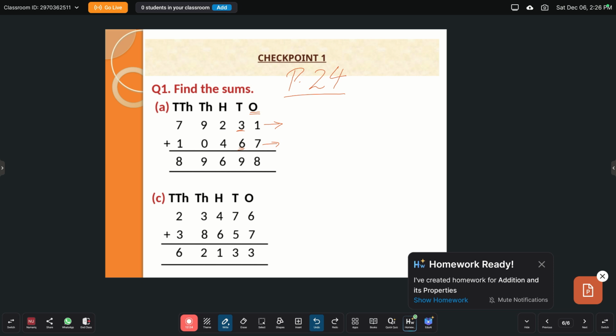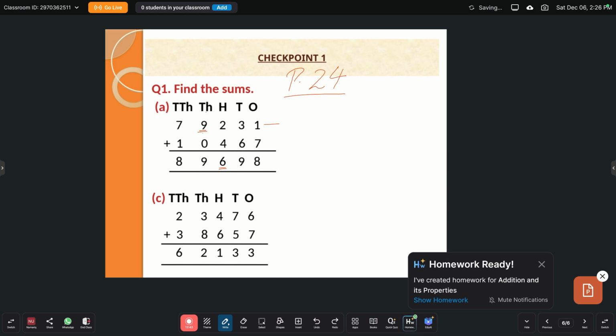Now we will move to our hundreds column. Here we have two addends. The first one is 2 and the other one is 4. What is 2 plus 4 equal? It's equal to 6. Very good. Now moving to the thousands column.